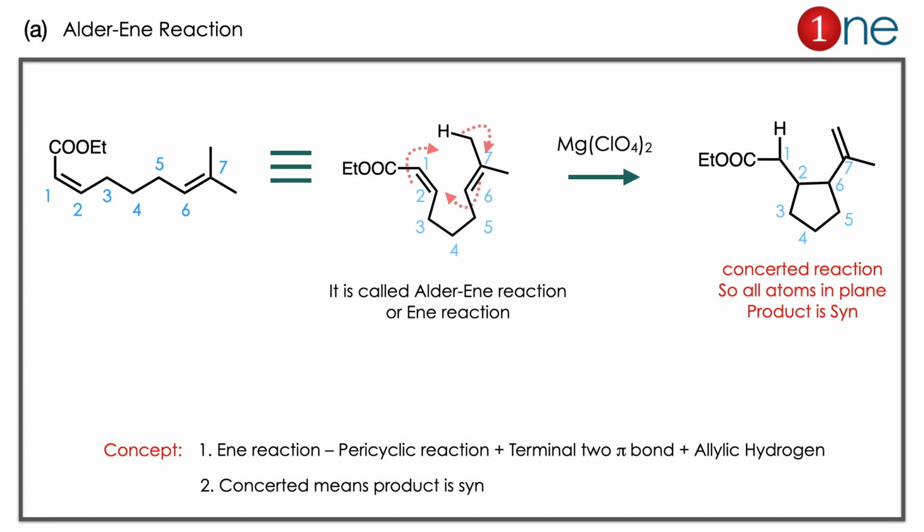Here the product is seen because the reaction is very concerted. Concerted means all have to be in the same plane. So the product is seen. So the answer is clearly A, alder-ene reaction. Here the concept you have to learn is that the alder-ene reaction is a pericyclic reaction. A terminal double bond and allylic hydrogen are involved there. Moreover, the reaction is a concerted reaction. That's why the product is seen here.